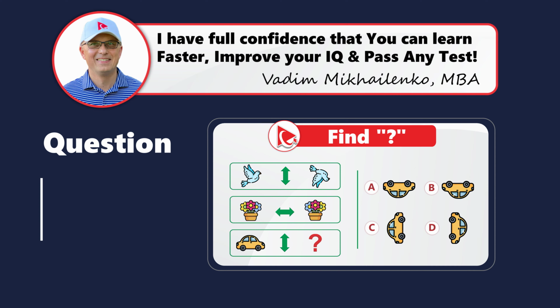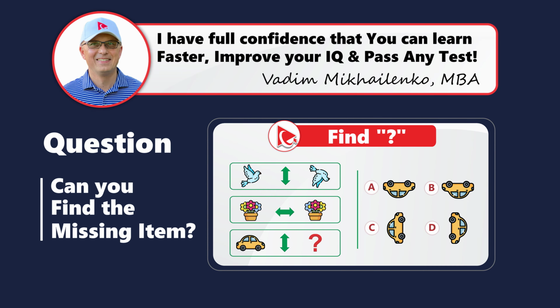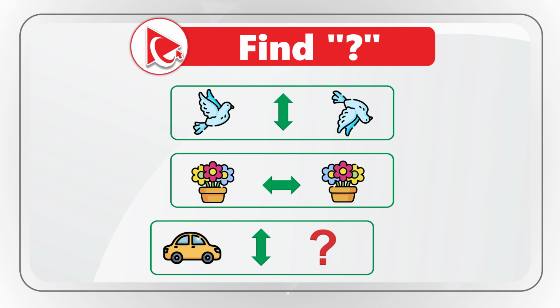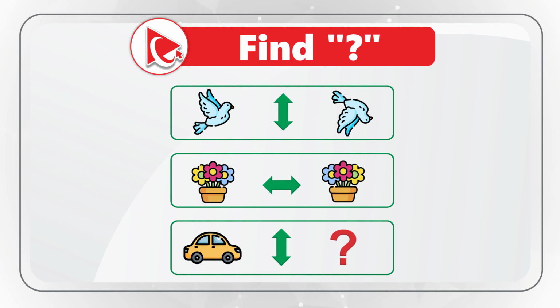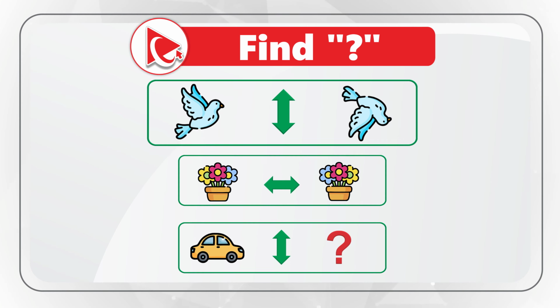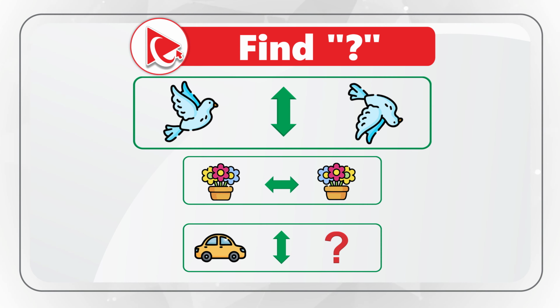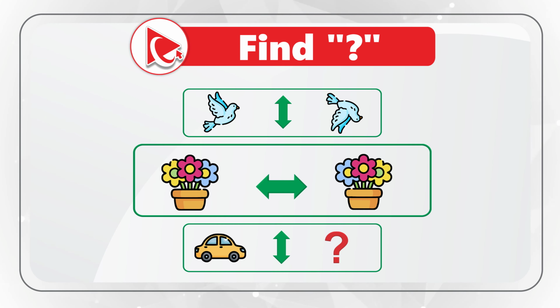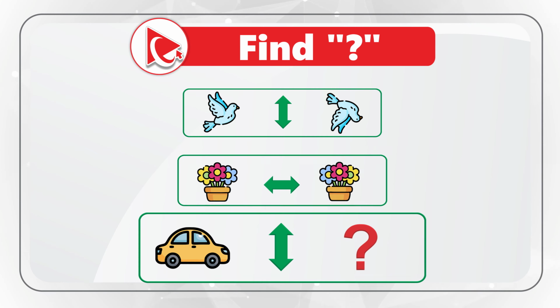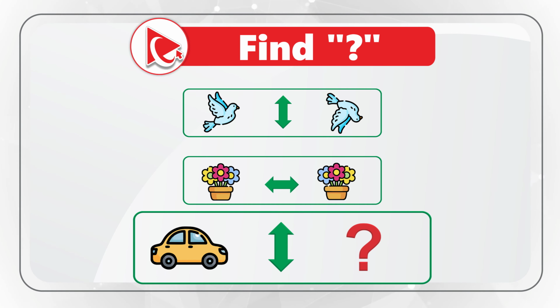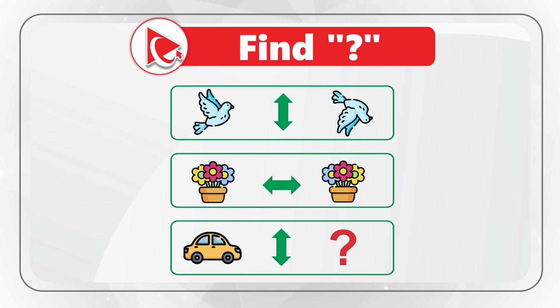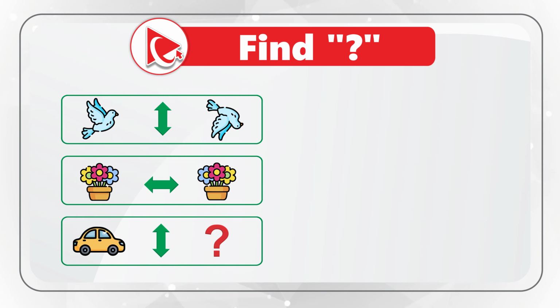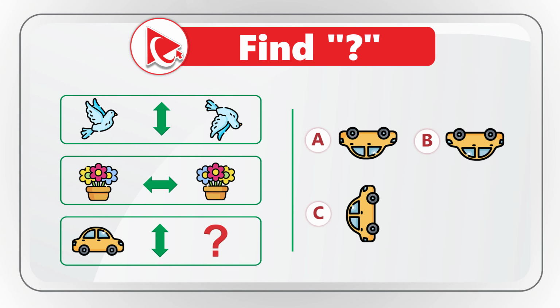Here's a very interesting question, which is frequently used to test your analytical reasoning and spatial reasoning. You're presented with a set of objects, and you need to find the missing item. The set of objects consists of 3 rows. In the first row, you see the pigeon, arrow, and then the pigeon again. In the second row, you see the flower, arrow, and then the flower again. Then in the third row, you see the car, the arrow, and then comes the missing item. You need to select the missing item out of 4 possible choices. Choices A, B, C, and D.